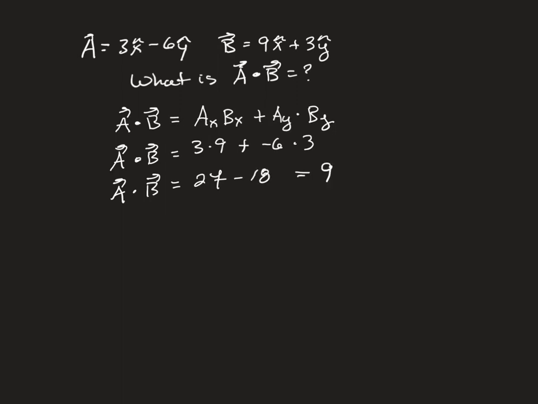So that is a relatively straightforward way of finding the dot product because we already have the vectors broken down into components.